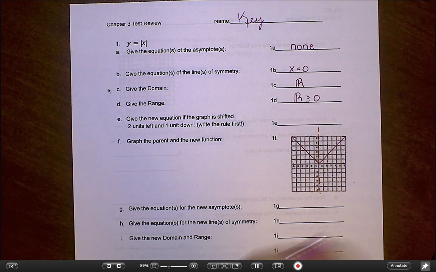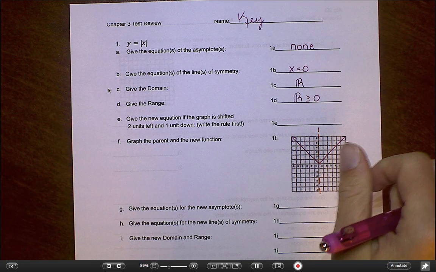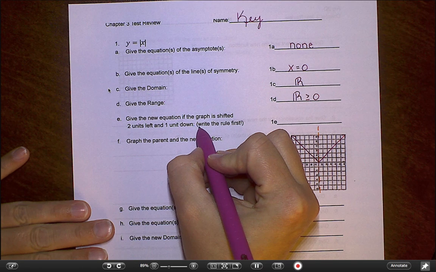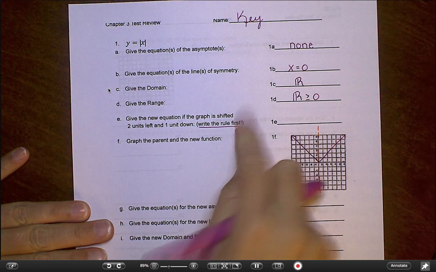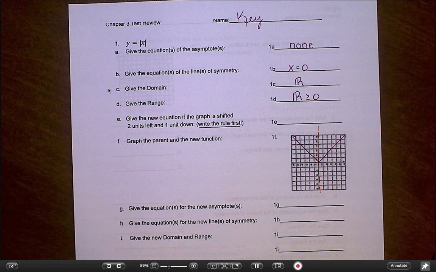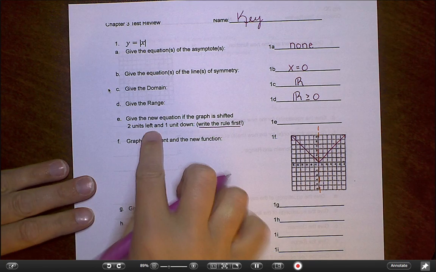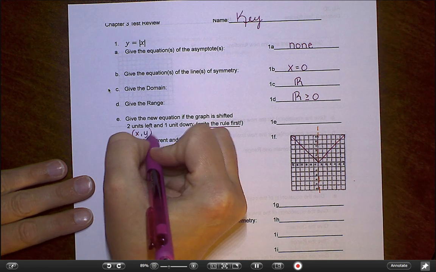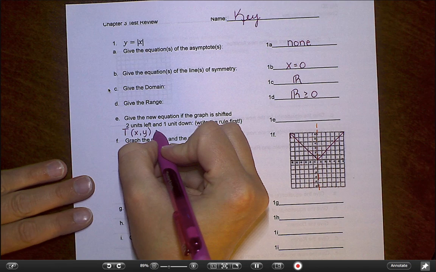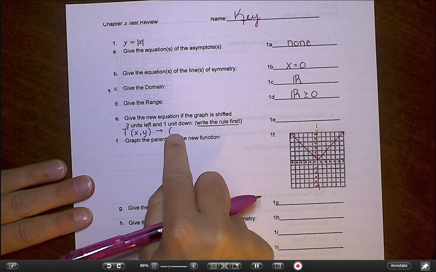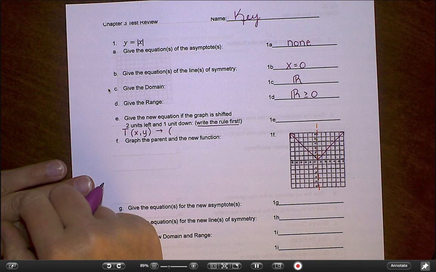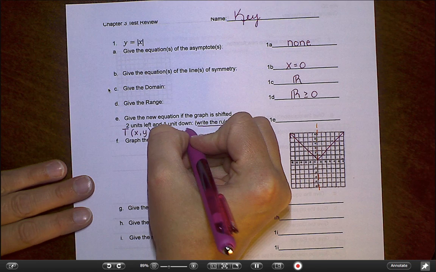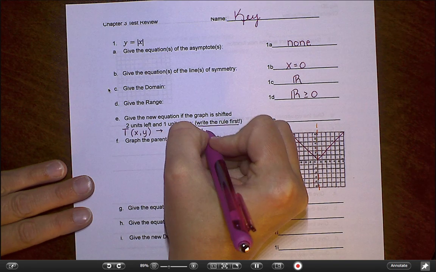Then it says, give the new equation if the graph is shifted 2 to the left and 1 unit down. And then it does point out, write the rule first. And I'll be honest, I probably would have written the rule first, whether it said that or not. Okay, that's just a good habit to get into. So the rule for this is going to be a translation, right? So it's going to look something like (x, y), I'm using a T for translation, turns into, and again, normally we only care about this part of the rule. That would be fine with me too. If we want to go 2 to the left, that would be x minus 2, and 1 down would be y minus 1.